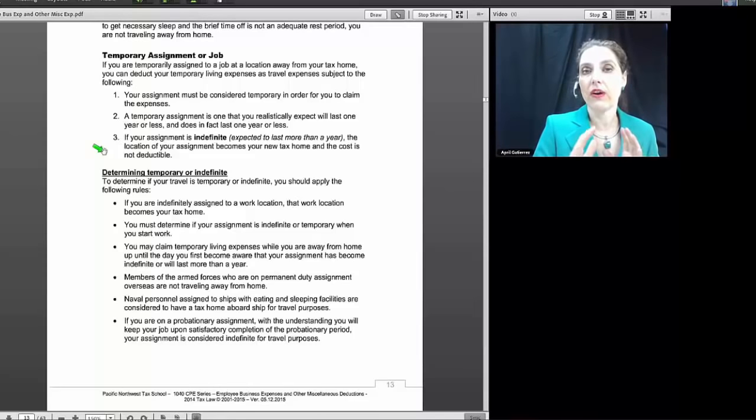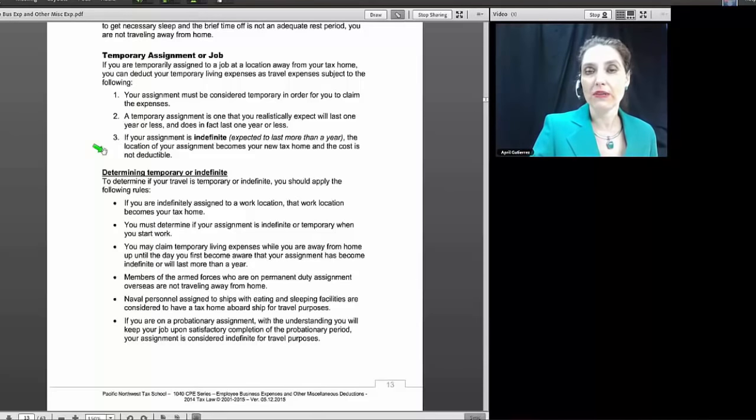Let's suppose you are living in San Francisco. San Francisco is your tax home, and your employer says to you, we need you to go work at a location managing a store for a 6-month period while the regular manager is on maternity leave. When she returns, you're going to come back, and the anticipated length of time is 6 months. So that would be an example of where you know there is a definite end to the period of time you're going to be there.